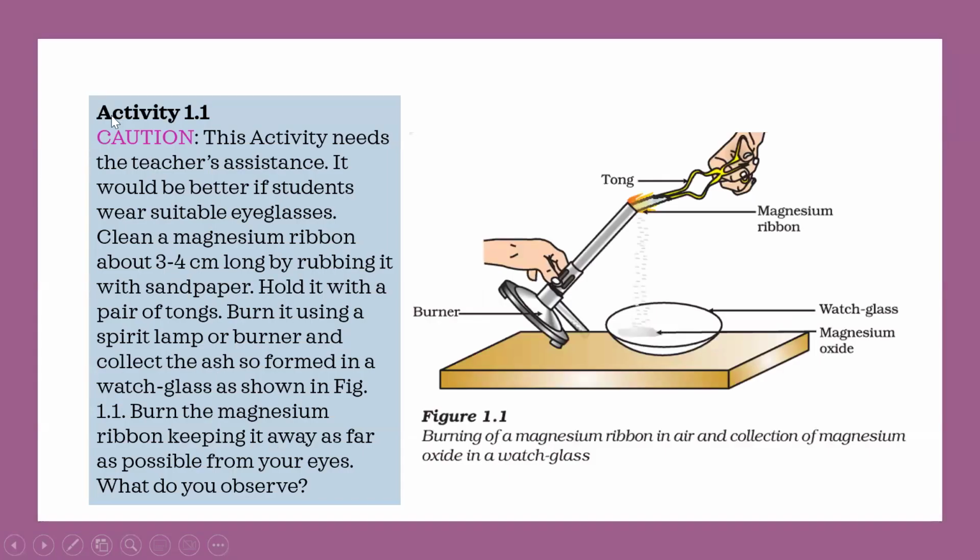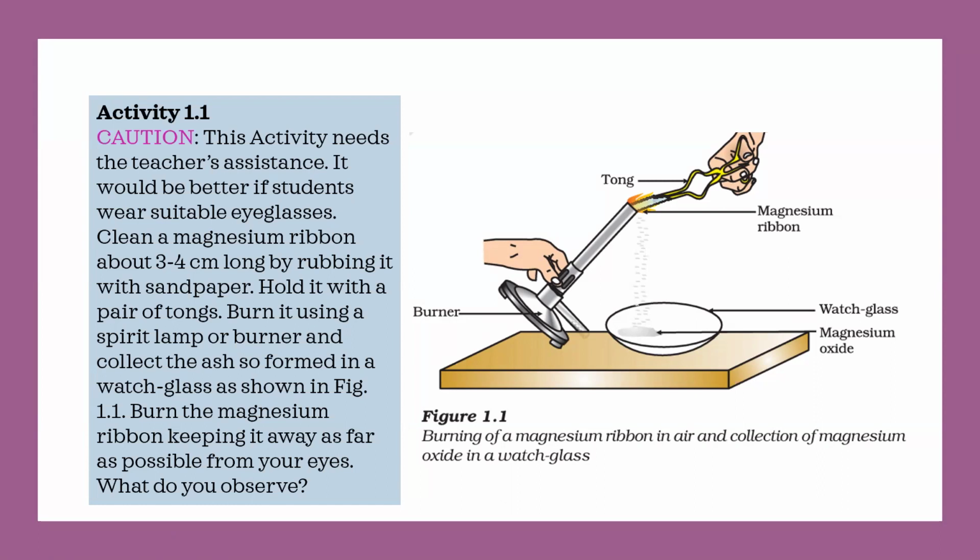Okay, here this is activity 1.1. Here you were asked to take a magnesium ribbon and to clean it at first using a sandpaper. Okay, you have to clean it by rubbing it with sandpaper and then you have to burn it. While burning it, you will get some product. A precipitate you will be getting, and that precipitate has to be collected. And then we have to observe what is happening. That was your activity 1.1.